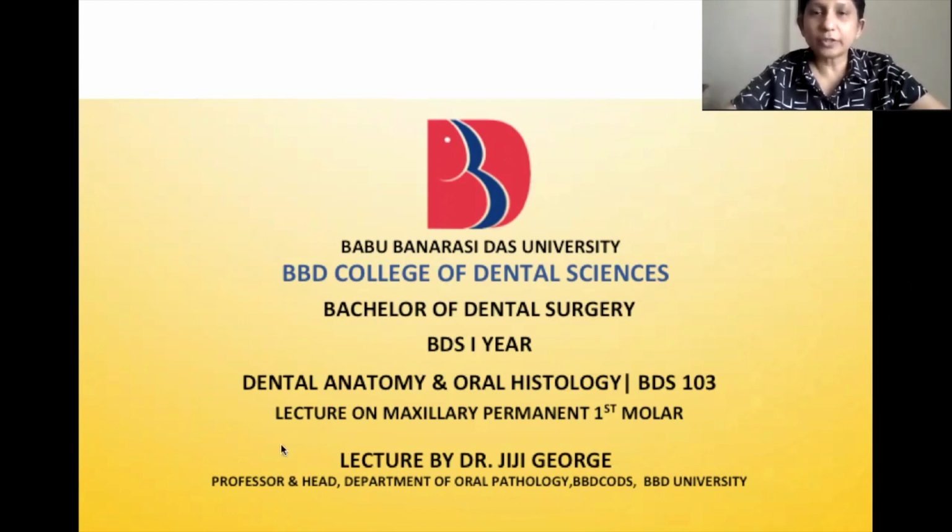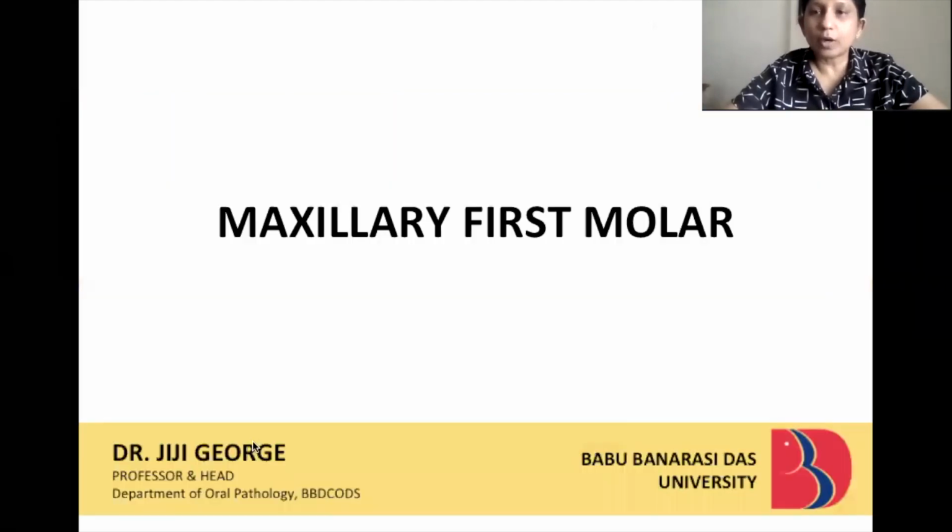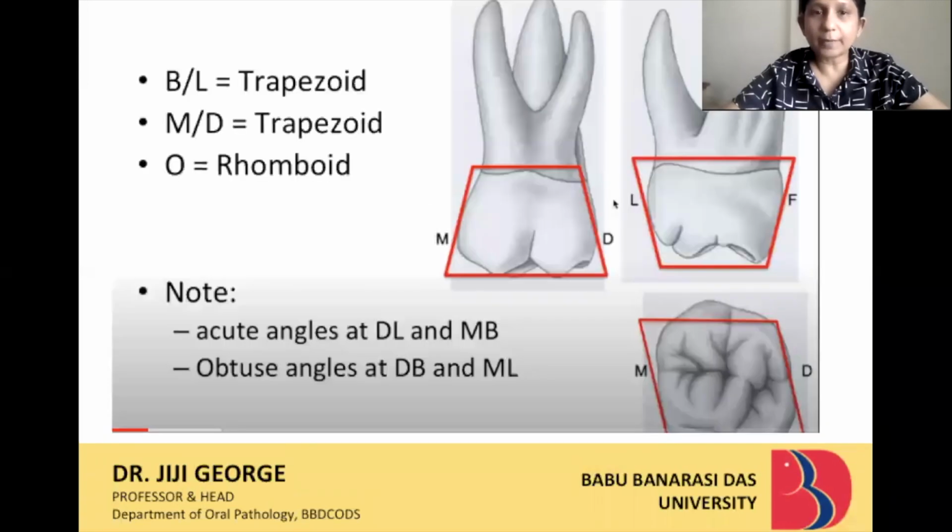So I'm here today to speak about the permanent maxillary first molar. When we discuss the maxillary first permanent molar, we need to realize that after the mandibular first molar, it is the next tooth in the oral cavity to erupt out as a permanent tooth.